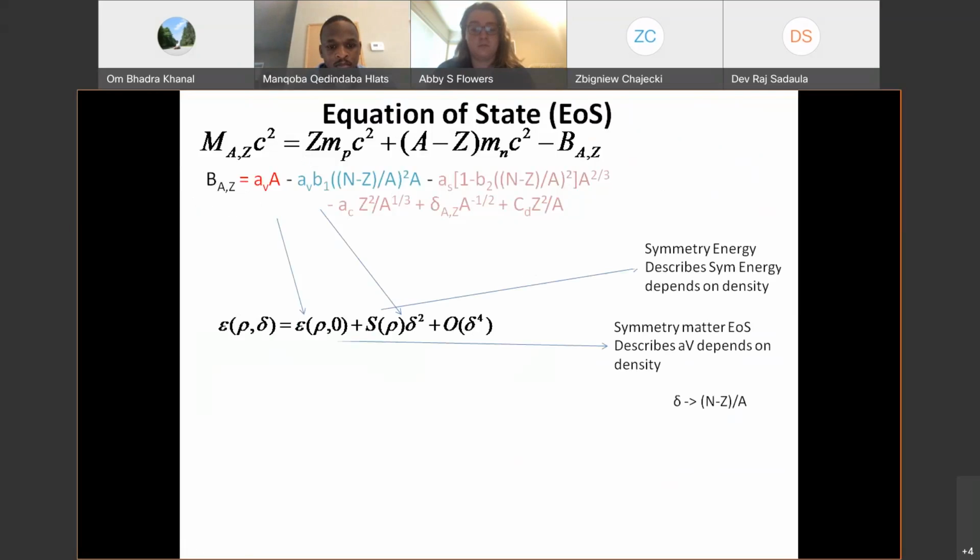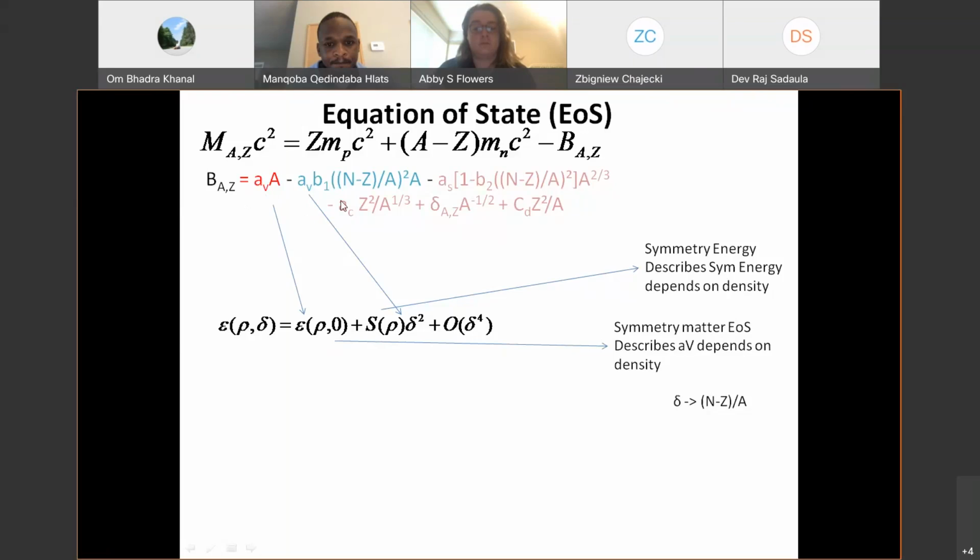So if you look here, the equation of state is expressed in terms of the parameters density and asymmetry. Delta is asymmetry, which is expressed as (N minus Z) over A. If you compare the first term, both the first term in the binding energy expression and the equation of state are delta independent. The value of delta is 0 because you don't see any (N minus Z) over A term here. So this is symmetric matter, which describes the coefficient a_V dependence on density.